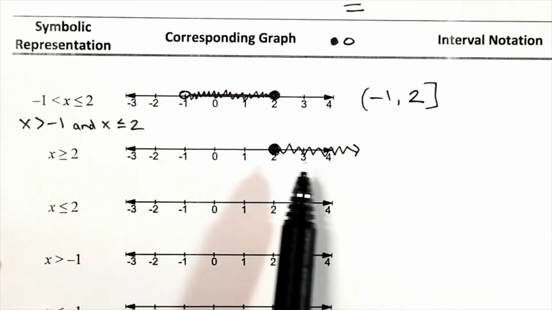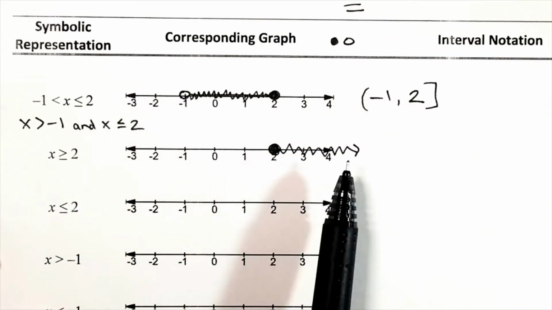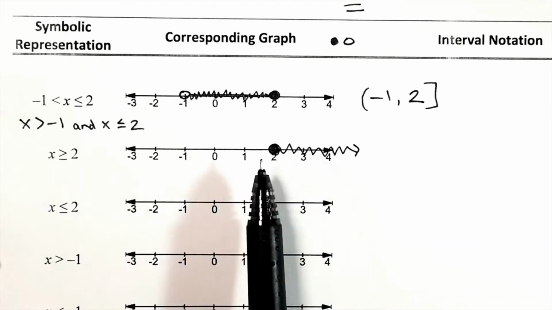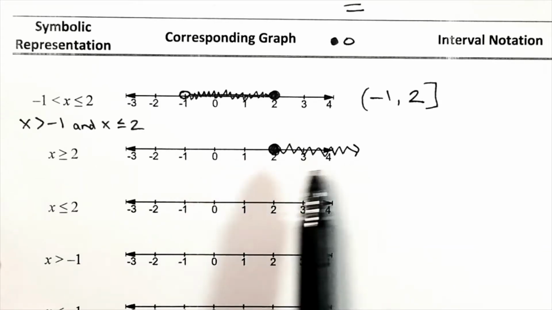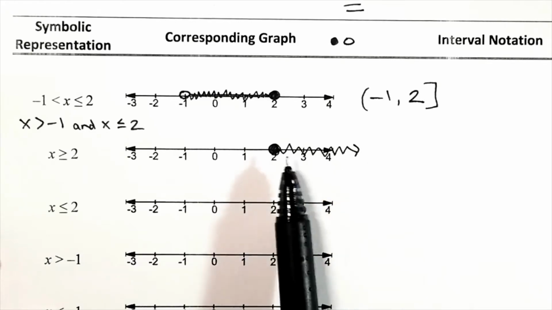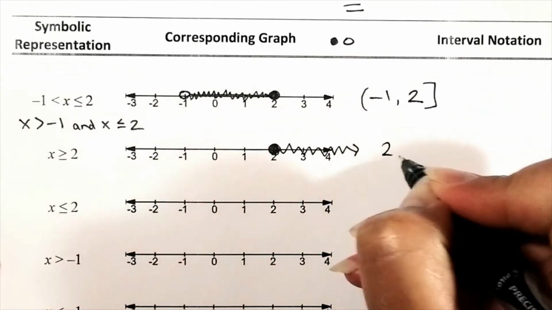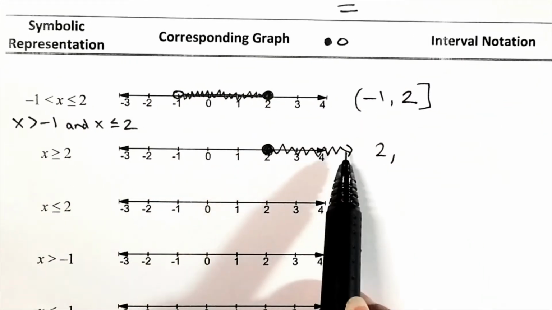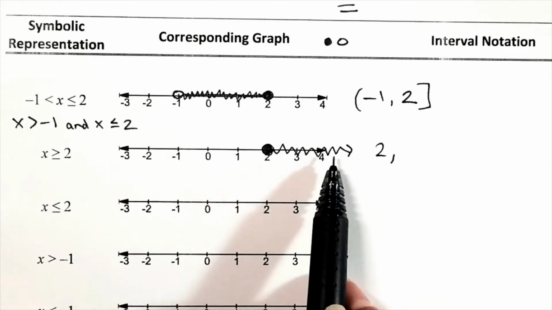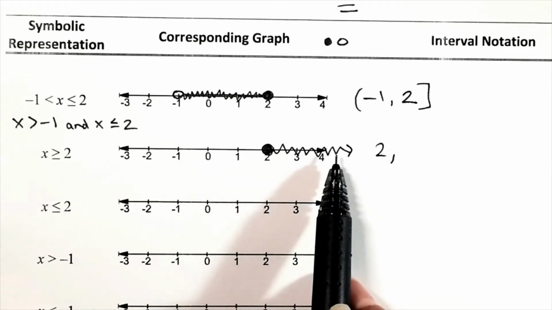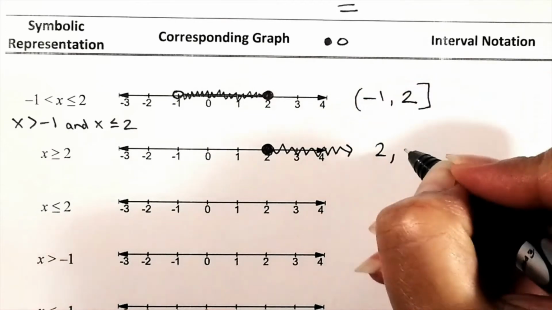Now, how do I express all these numbers in interval notation? Interval notation goes from left to right. We want to tell the reader, we start here and we end there. So we start at 2, and, new to our life, we end nowhere. But we're going towards the positive direction, so we're going to say that it's the interval from 2 to infinity.